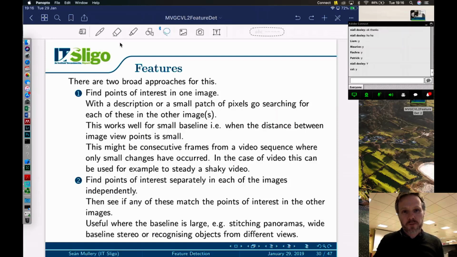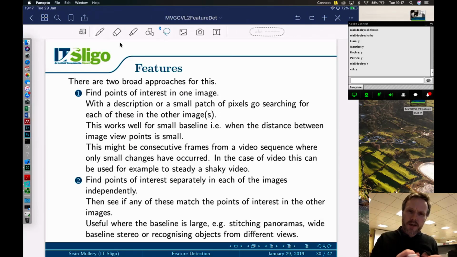So there are 2 broad approaches for how we would go about this. The first one is that we find the points of interest. We go for our first image and we find some interesting points within it. Okay, so we look at it and we say, well, that'll be an interesting point, that won't, and so on. We normally have some sort of software algorithm for doing this.